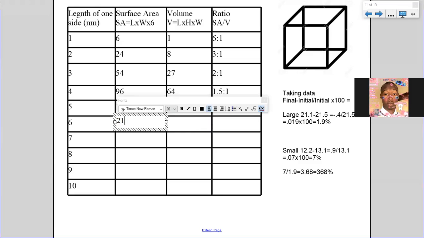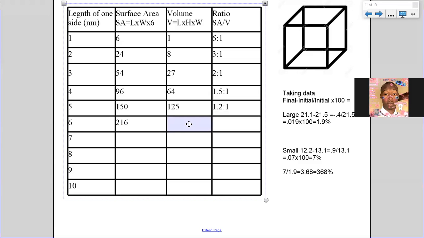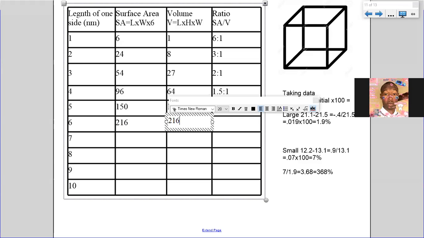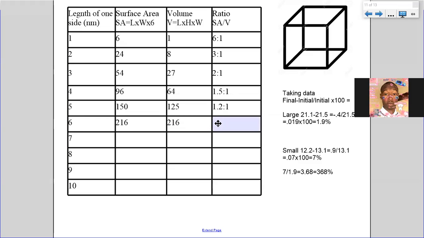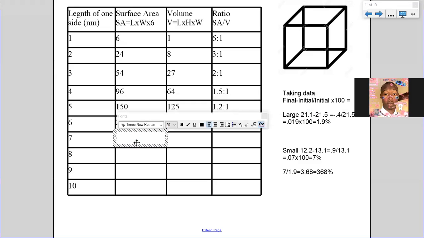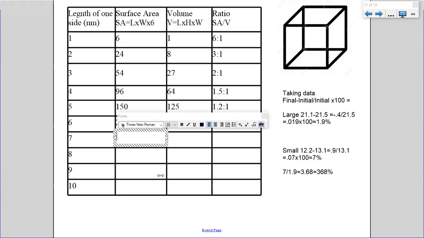216, 216, 216, 216, 1-to-1 ratio. Excellent. Thank you. I'm proud of you. Mama's proud of you. We're all proud of you. Let's go to Emma, next door neighbor.